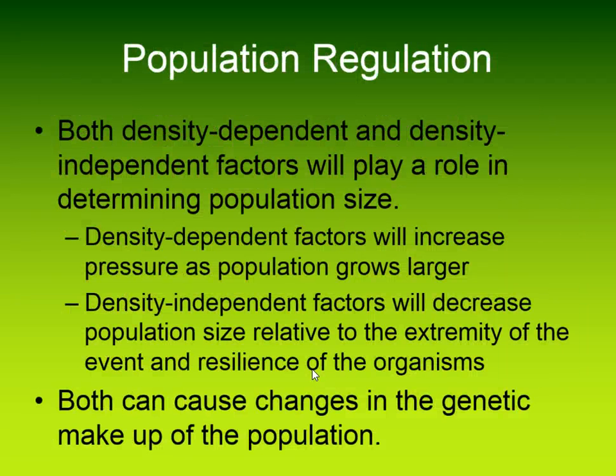So really what we're talking about is population regulation. Density-dependent and density-independent factors both play a role in population size. Density-dependent factors are going to increase pressures as the populations get bigger, whereas the density-independent factors are going to decrease population size in terms of how extreme the event is and how resilient the organisms are, right? But both of these things can actually make changes in the genetic makeup of a population, which is what we're going to be talking about in the coming days.